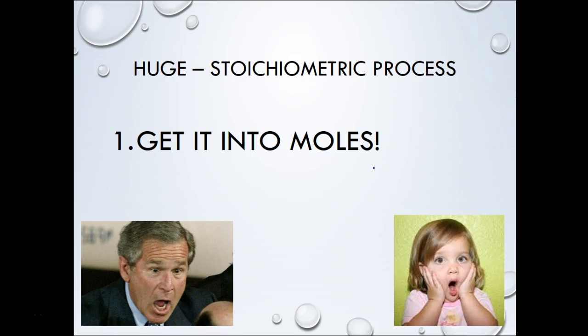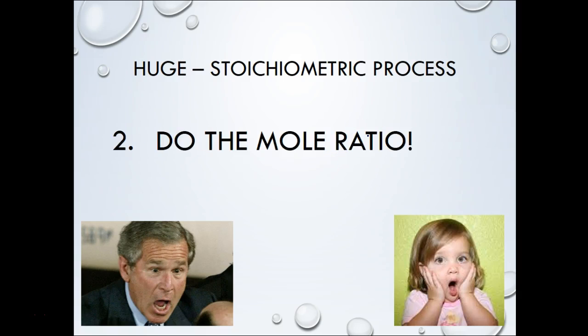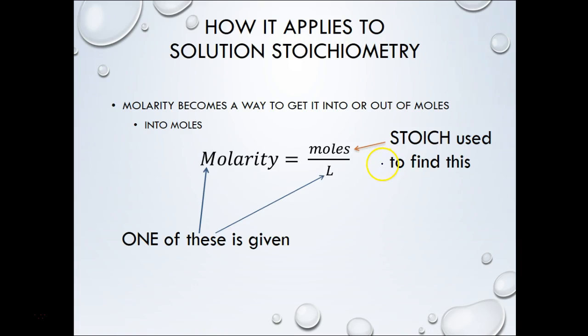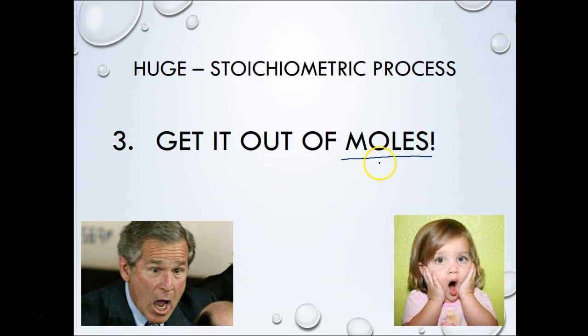Okay, and the key here is that anytime we do a stoichiometry problem, we have to get to moles. Whatever it is, we have to get to moles. So that's always going to be our goal. So we have to do the mole ratio. The first thing that we have to do is figure out how to take something and get it into moles. Then we have to get it out of moles into the other thing. So essentially, that's the process we've done all along.